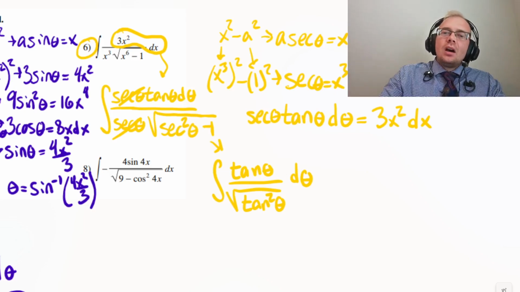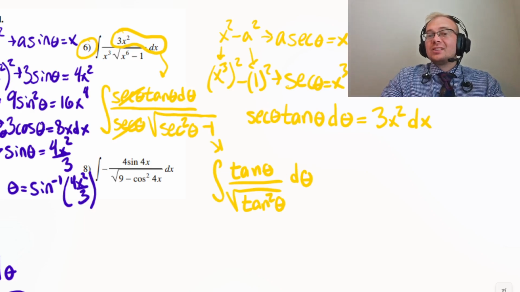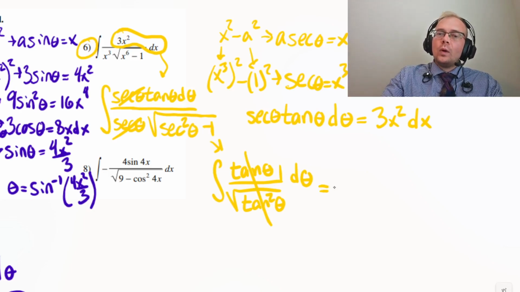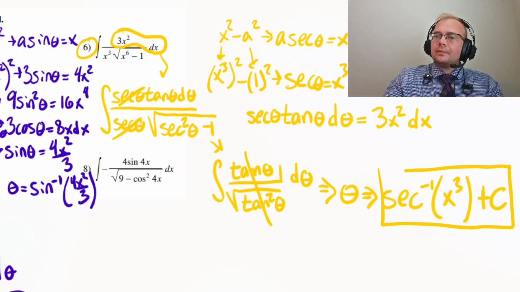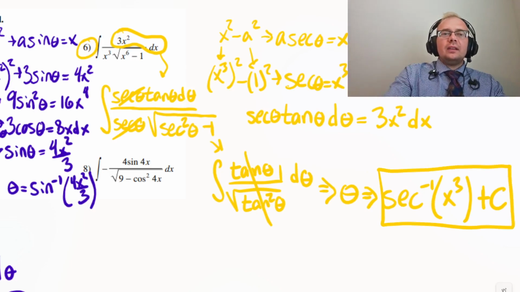But anyways, this is going to end up being really similar to number 5 in that the square root of tangent squared is just tangent, so that ends up just being the integral of 1 with respect to theta, which is just theta. And if we solve for theta again, it would be taking the secant inverse of both sides of this, which would end up being the inverse secant of x cubed plus a constant. Okay, so that is it for number 6.